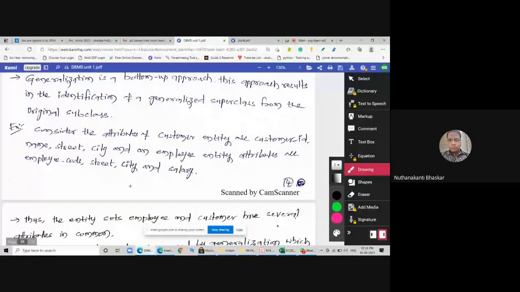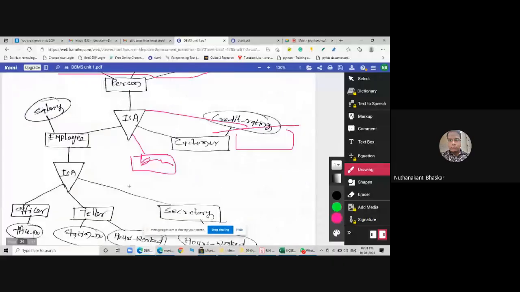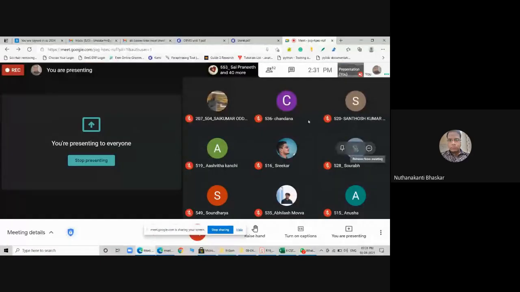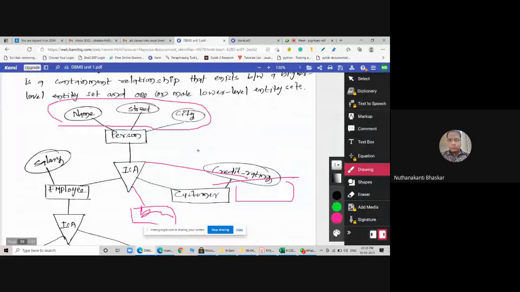Now clear everyone? All of you clear this? Hello? All of you clear this generalization and specialization? Yes, sir, clear. Yeah, very simple. If you know the inheritance, that is very easy.